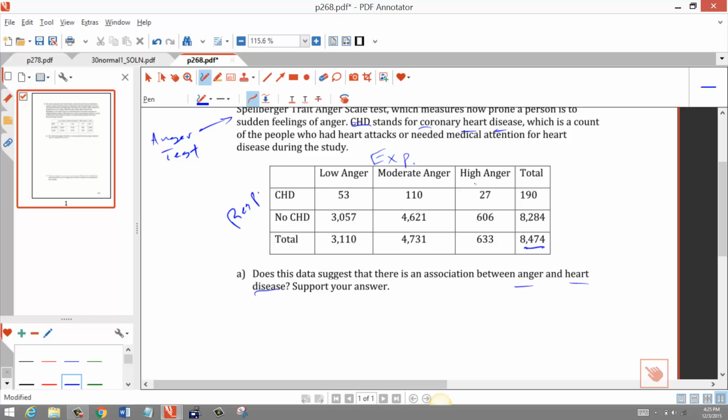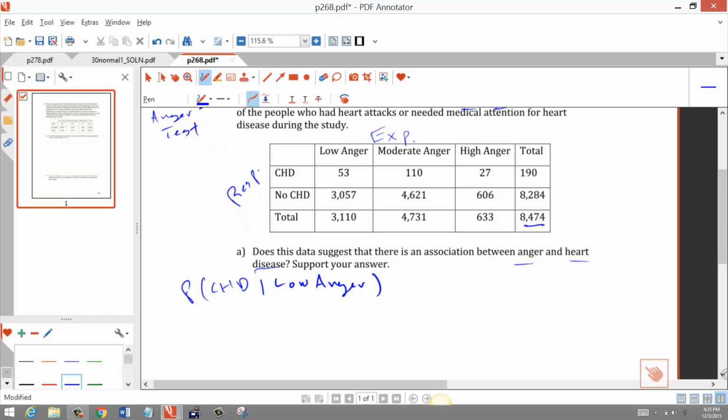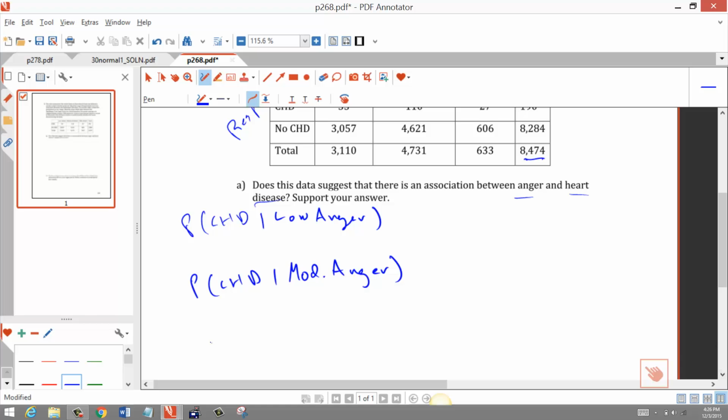The angrier you are, do you have more heart disease? Well, that's not going to be hard for us to do. What we need to do is find the probability of having CHD. In this case, that's a negative outcome. So it's the risk of developing heart disease given that you have low anger. We're going to compare that with the probability of having CHD given that you have moderate anger, so sort of medium anger, or if you were a very angry person, the probability of having CHD given that you were high anger.